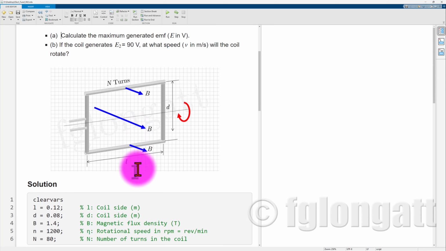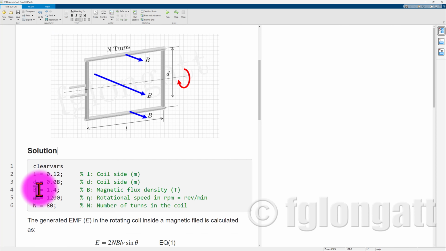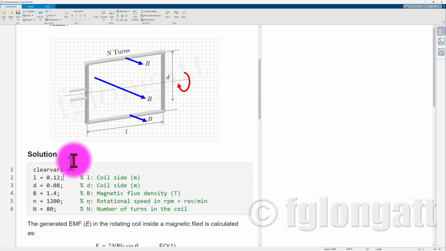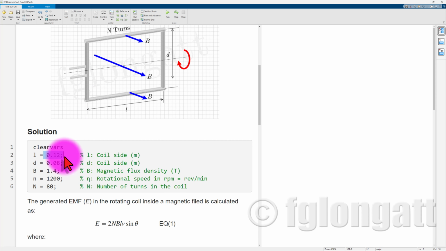So let's start the solution. As you must be aware, I am using the classical MATLAB live script, so as a consequence, I need to input this data. I will start with this command over here to clear all the variables, and then I will define the longer side of the coil. This is 12 centimeters, but I am including 0.12 meter, that is the conversion from centimeter to meter.